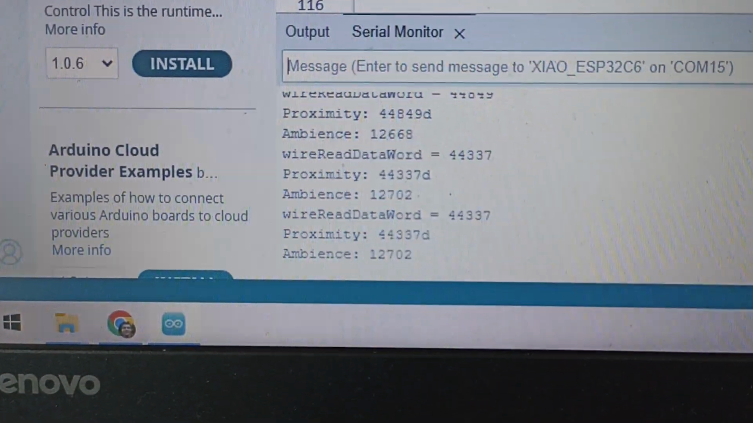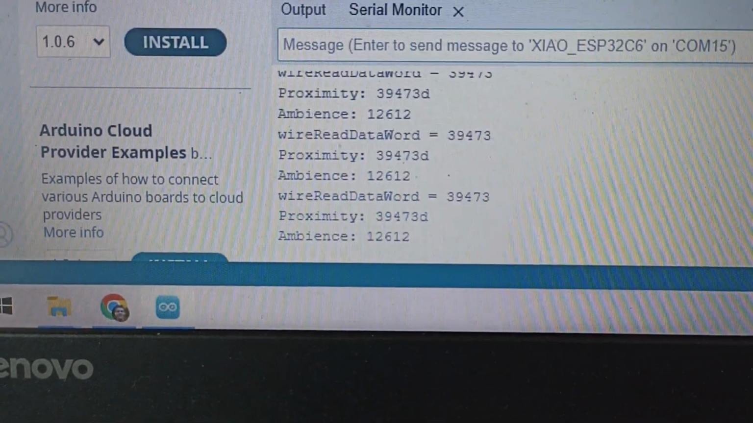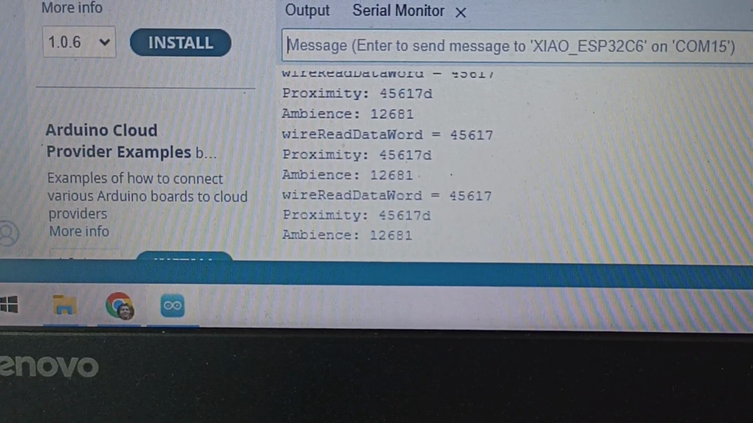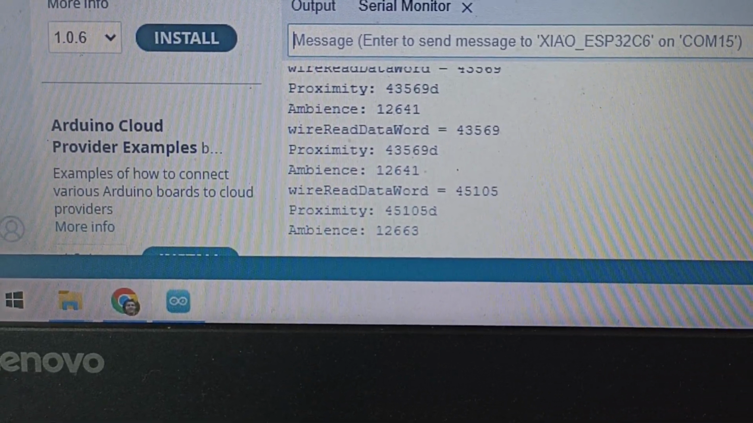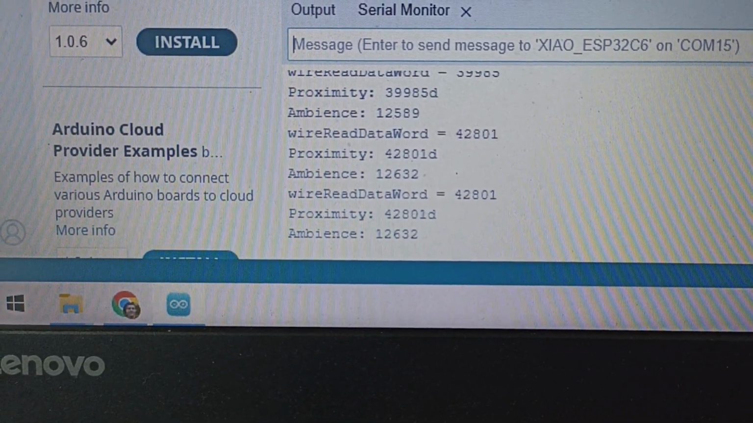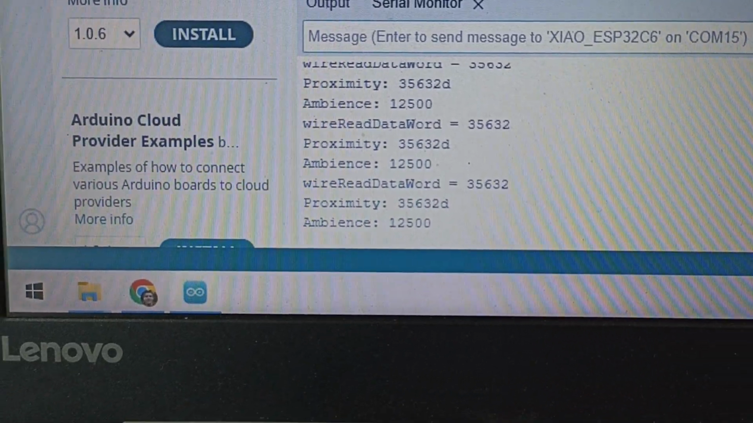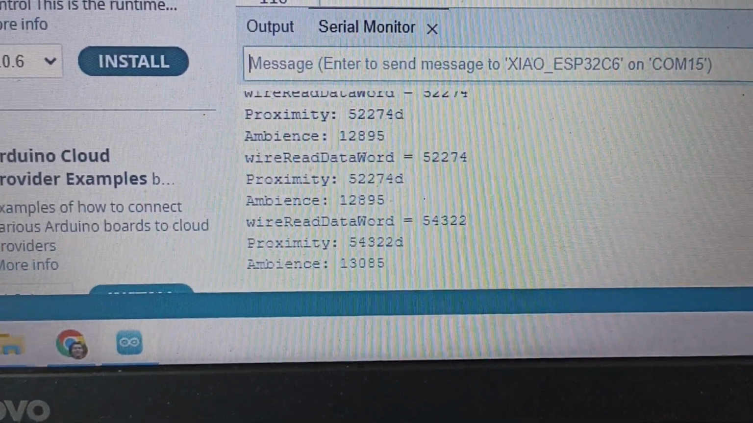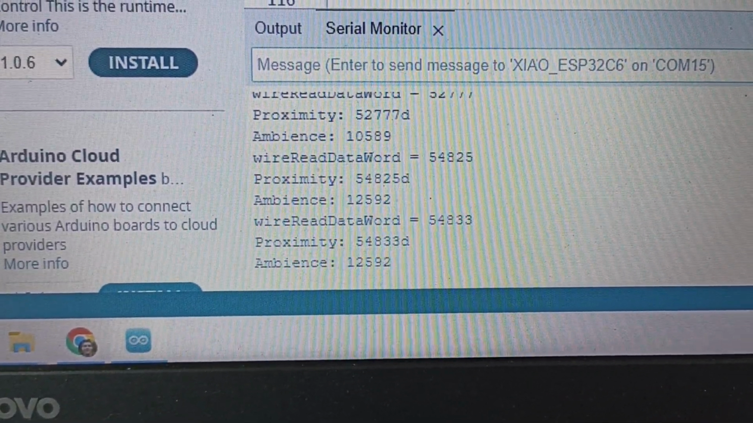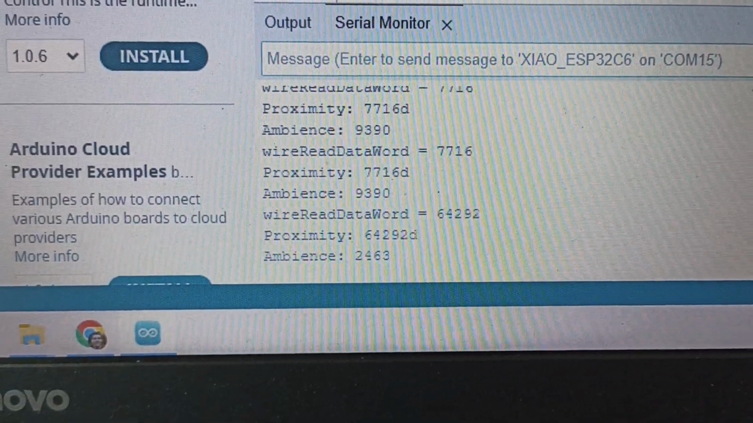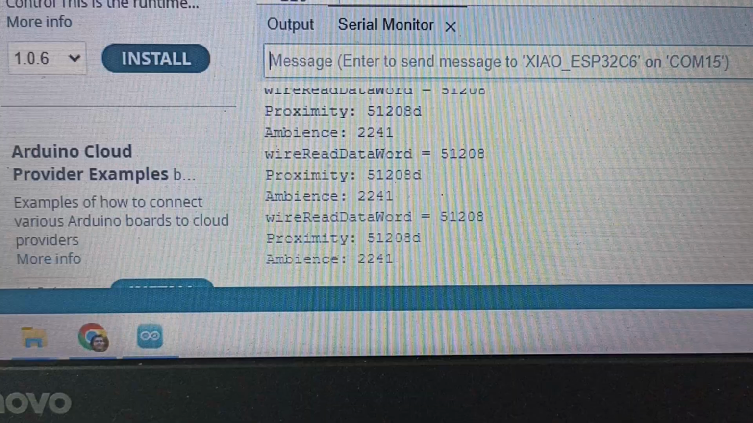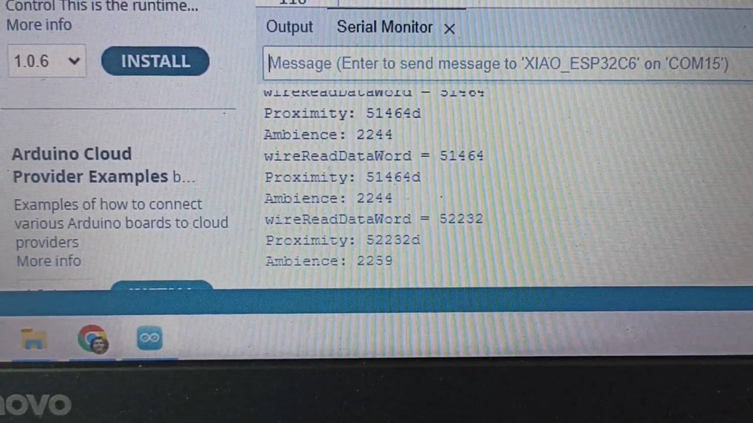So when you read ambience, 12,600, 12,500 in there, this is the light level. This value excursionates between 0 and 65,535. So if I cover the sensor with my hand like this, let me show you. Look at the ambience: 13,000, 12,000. I'm covering the sensor now. It goes down to 2,200 or something like that. This is the light level sensor.